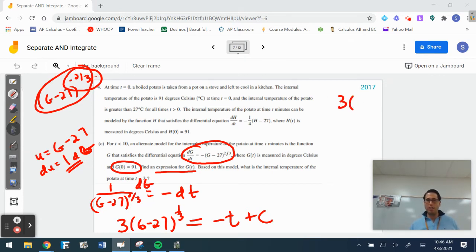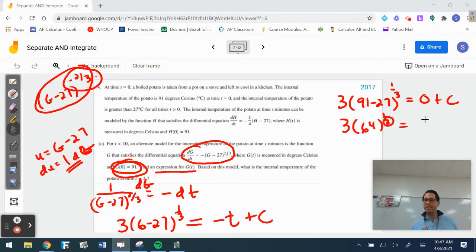So how do I find it? Well, my initial condition was g is 91 when t is 0. So let's go ahead and do the work. 0 plus c, 91 minus 27. Well, that's just going to be 64. Once again, they help out. What's the cube root of 64? It's 4, so I get 12 to be my c.